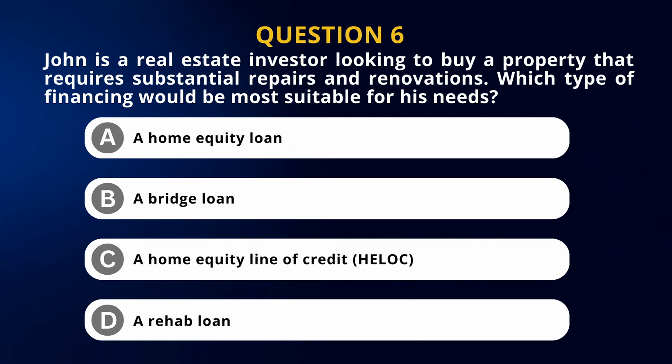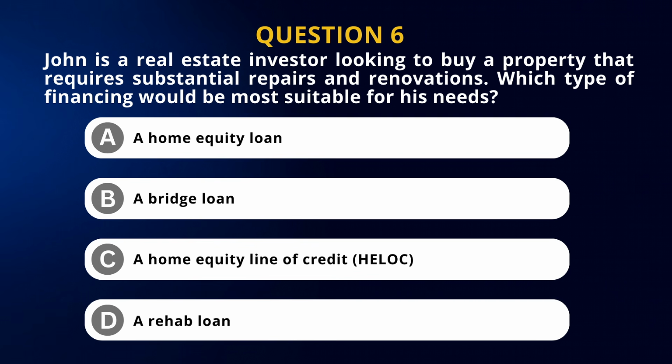Question number 6. John is a real estate investor looking to buy a property that requires substantial repairs and renovations. Which type of financing would be most suitable for his needs? Letter A, a home equity loan. Letter B, a bridge loan. Letter C, a home equity line of credit. Letter D, a rehab loan.